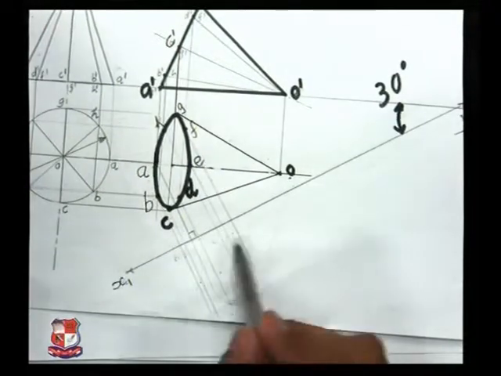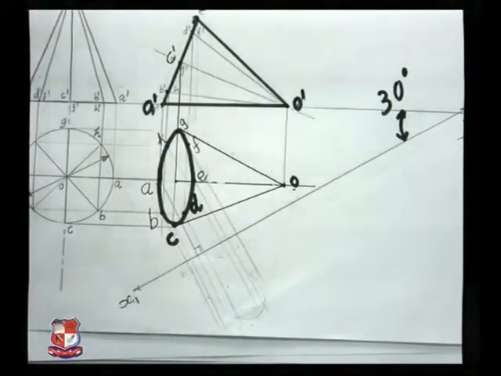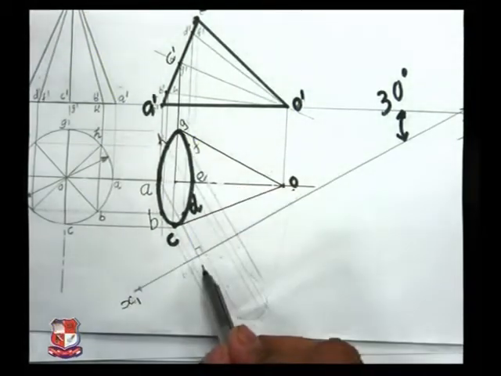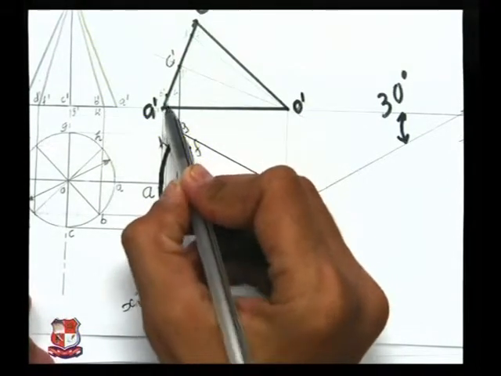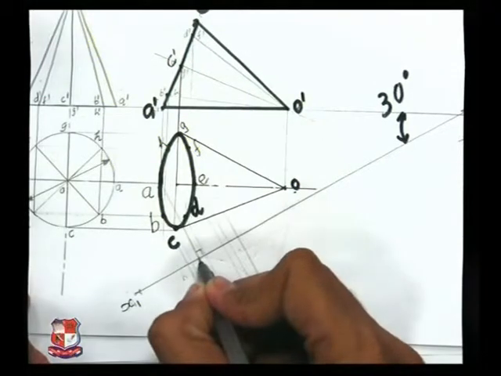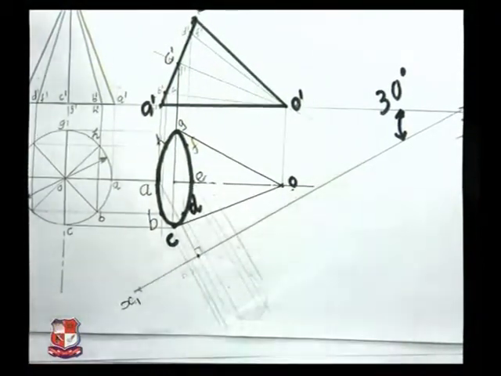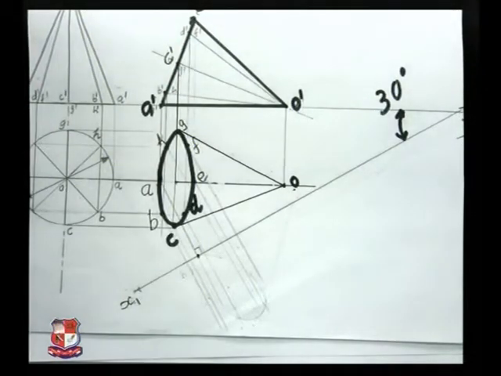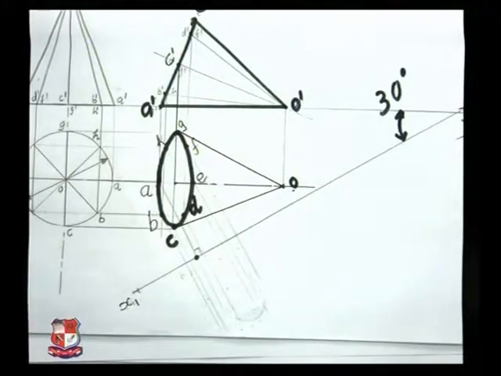Now to draw its top view, let me measure the distance in the front view of the respective points. Suppose to locate point A, find out the distance of point A dash in the front view from the XY line. A dash is on the XY line. So from A on the XY line, point A would be there on the X1, Y1 line or on the reference line. So our first point would be on the XY line over here. This is our first point A.